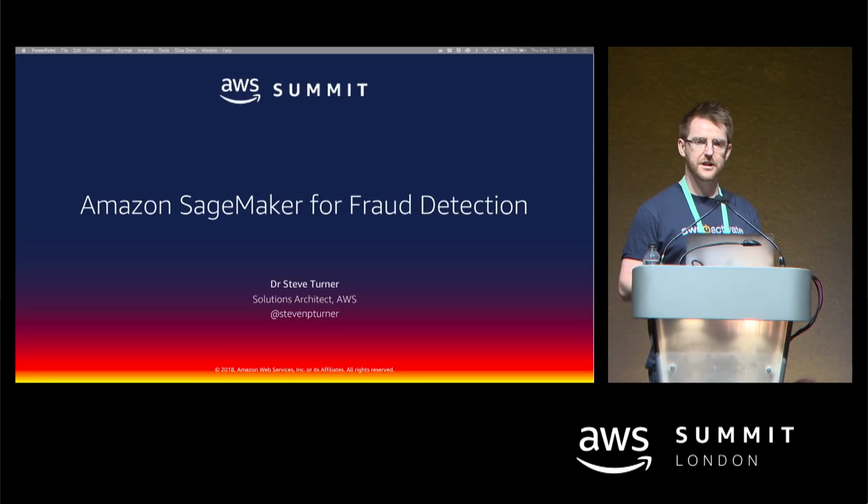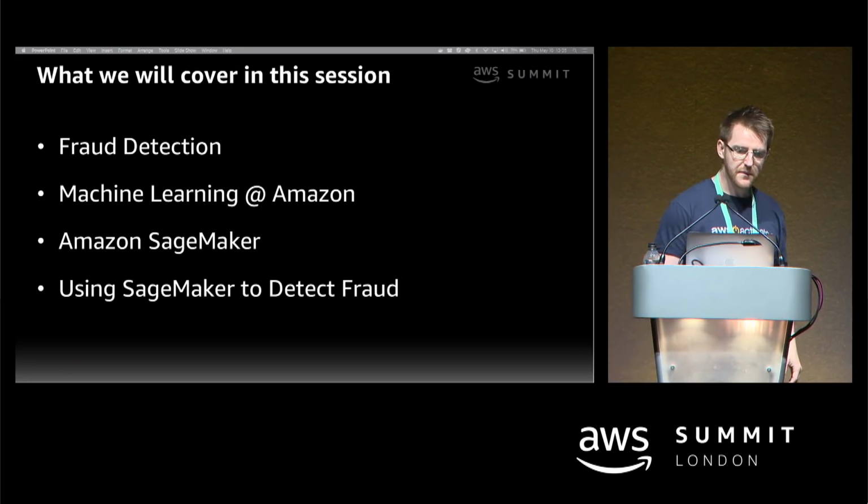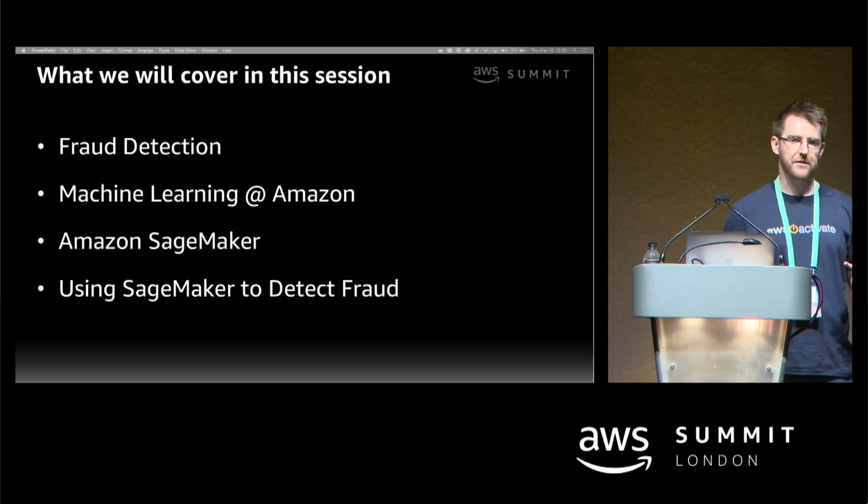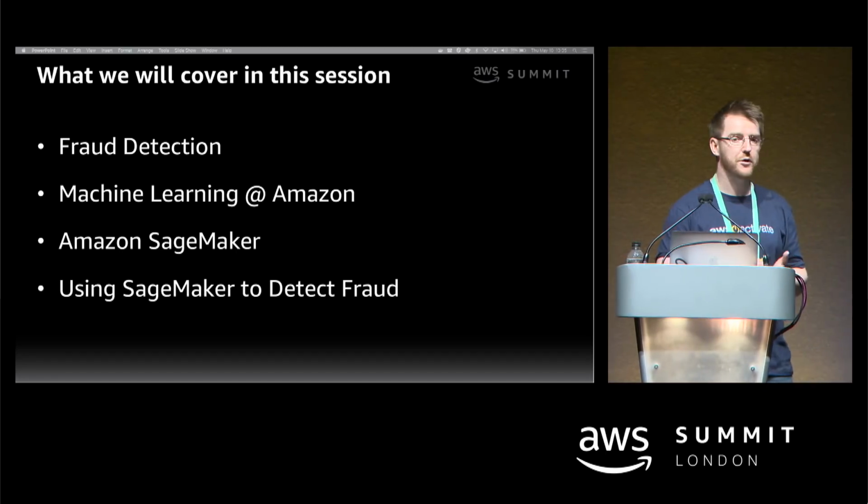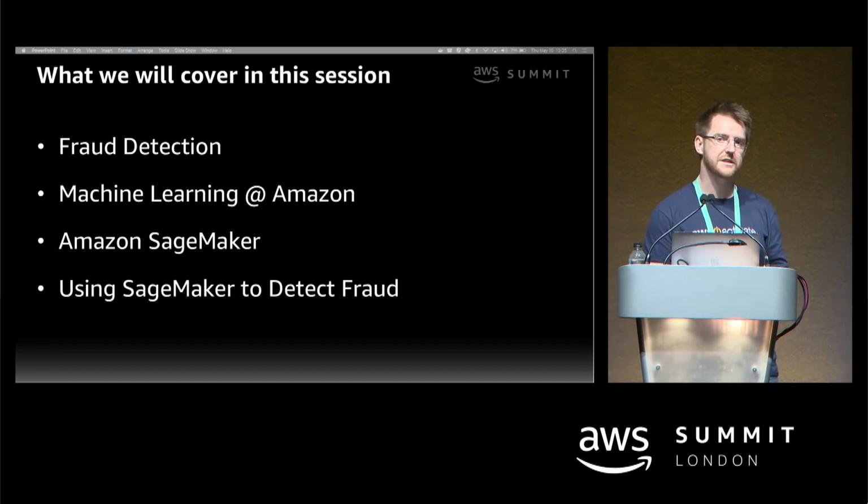I've got a kind of general focus within AWS where I work with a lot of customers in the new economy and startup areas, but I also have a key interest in the AI and machine learning space. And so in terms of what we're going to cover today, first of all, looking at how we can use SageMaker for fraud detection.